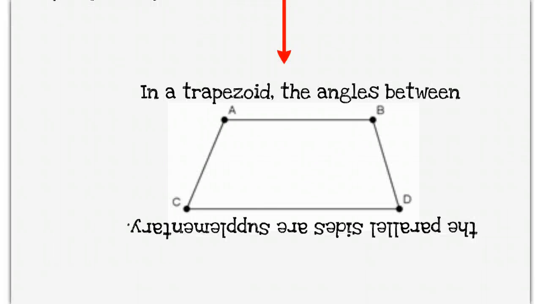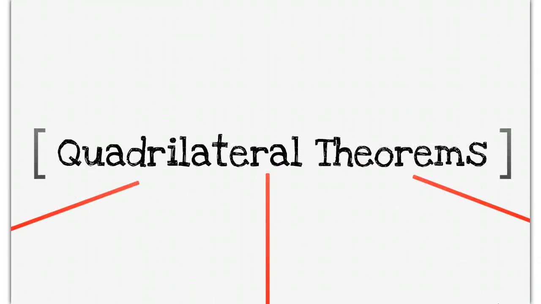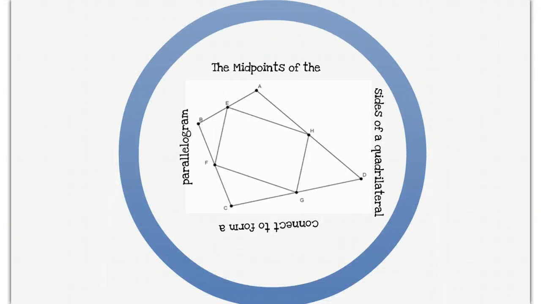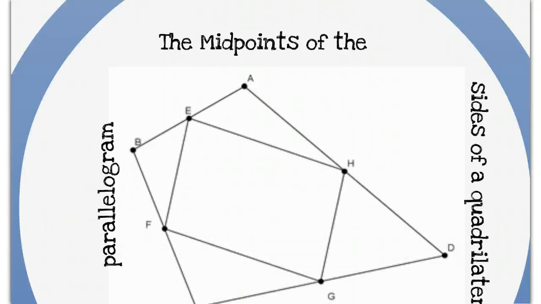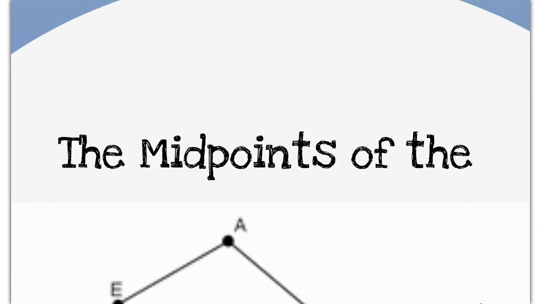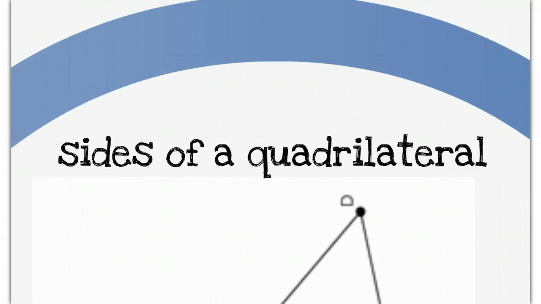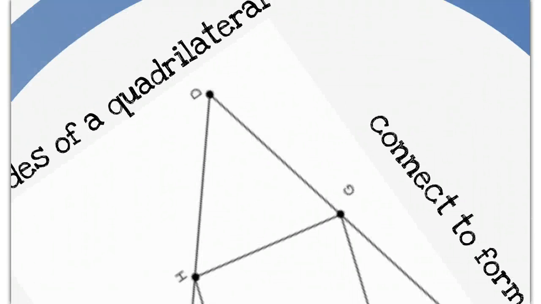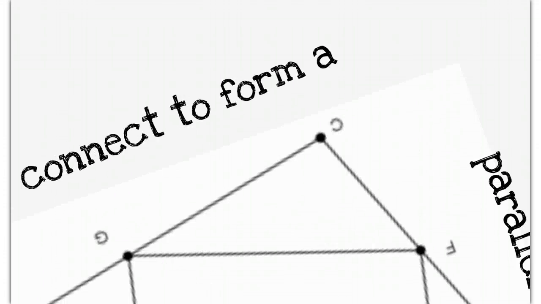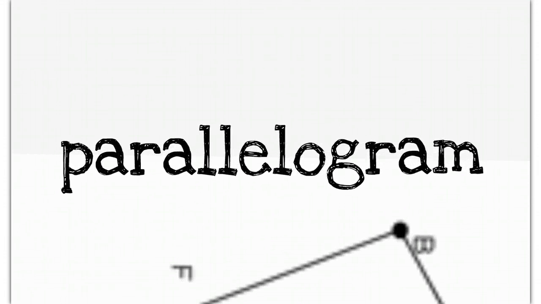All right, the last thing we're going to look at is a little bit different type of theorem, one that you maybe haven't heard before, and that has to do with the midpoints of any type of quadrilateral. So we take any type of quadrilateral, and we find out that the midpoints of the sides of a quadrilateral, so you take any quadrilateral you want, doesn't matter what it looks like, find the midpoints of all four sides. If you connect them, those connections form a parallelogram.